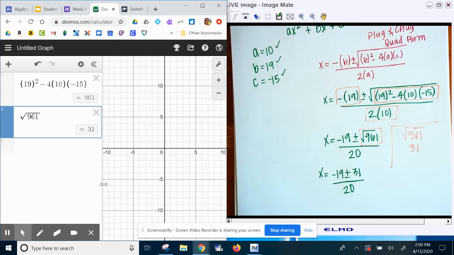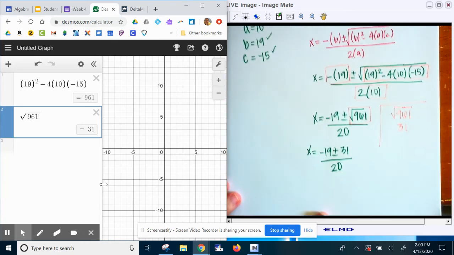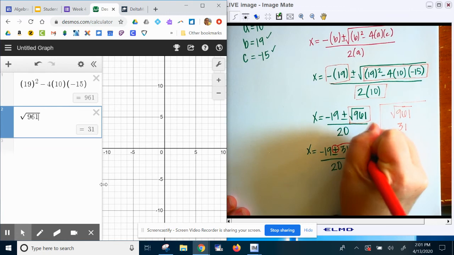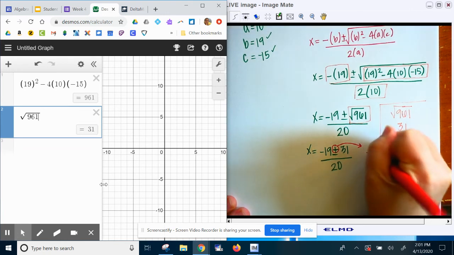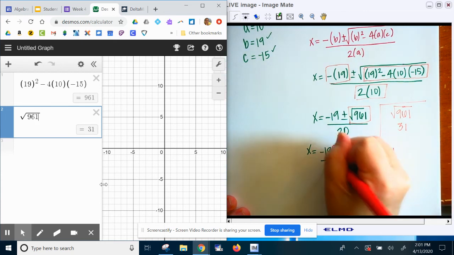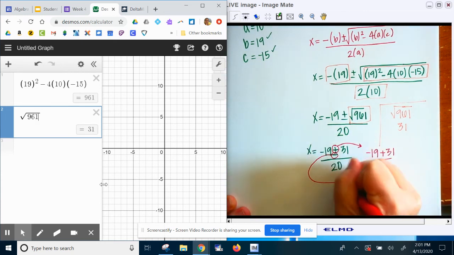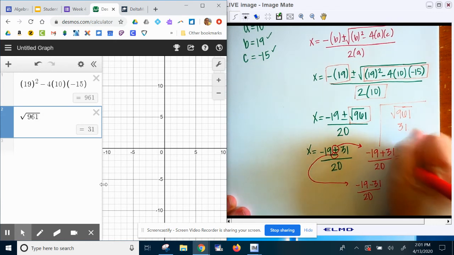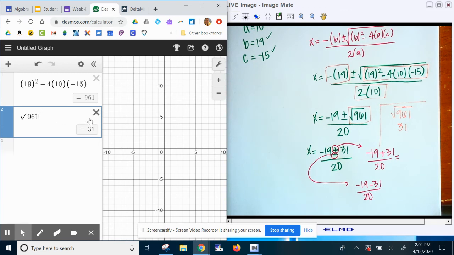Now, the plus or minus has two parts. It could either be positive or negative. So I'm going to separate this into two different problems. I'm going to do the plus problem first. So I can do negative 19 plus 31 divided by 20. And I could do negative 19 minus 31 divided by 20. Okay, and I'm just going to type those into Desmos.